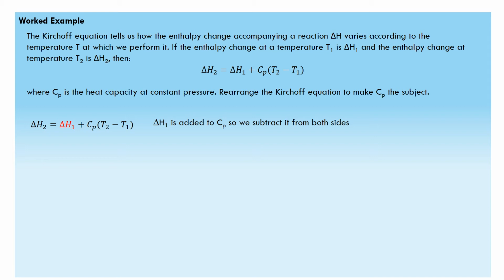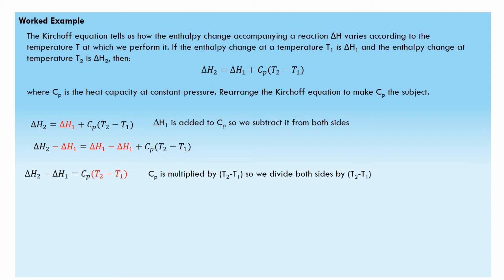So the delta H1 term is added to Cp, so we subtract it from both sides. Now we can get rid of it on the right-hand side of the equation because we know that delta H1 minus delta H1 is equal to 0. So we're then left with the equation on the bottom there.